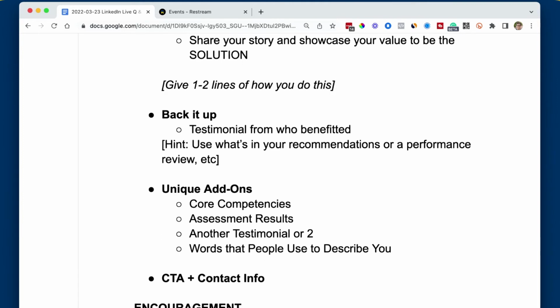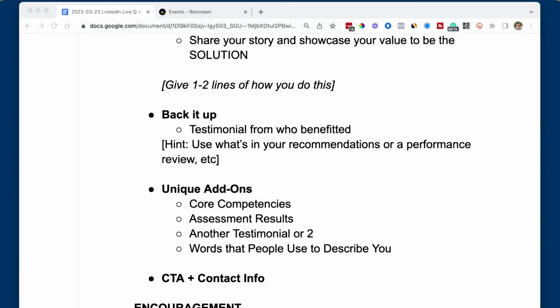All right. So the next line is: back it up. Is there a testimonial that you have or third-party endorsement from somebody that you have helped that you can gladly, really quickly and easily share? Then use that, okay? Use that in this about section as well.